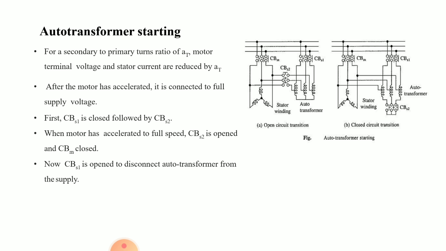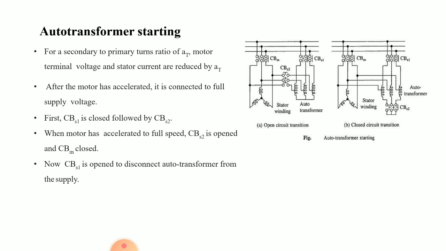The arrangement is shown in figures A and B. Figure A is for open circuit transition and B is for closed circuit transition. In case of an auto transformer, the turns ratio, that is secondary to primary turns ratio, is represented as AT. Therefore the motor terminal voltage and stator current are reduced by AT. When the motor has accelerated, it is connected to the full supply voltage.